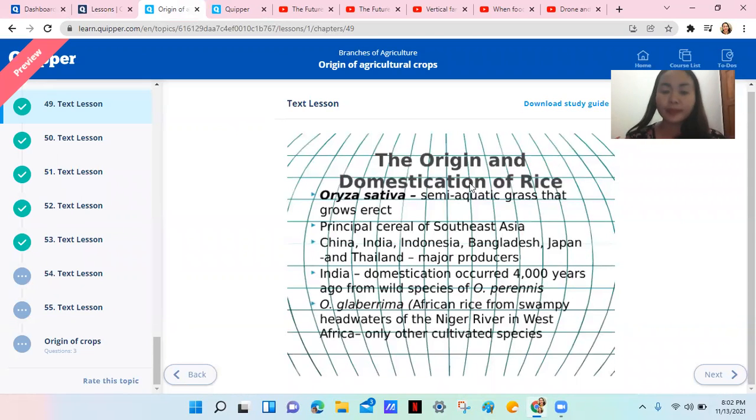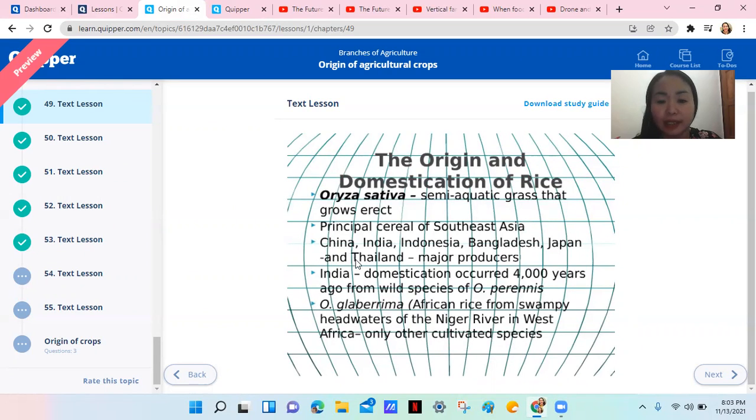With Oryza sativa, or rice, it is a semi-aquatic grass that grows erect, and of course we know that this is a principal cereal, and in fact a major staple food of Southeast Asia, which includes China, where it was historically first discovered, and India, Indonesia, Bangladesh, Japan, and Thailand were the major producers in Southeast Asia.